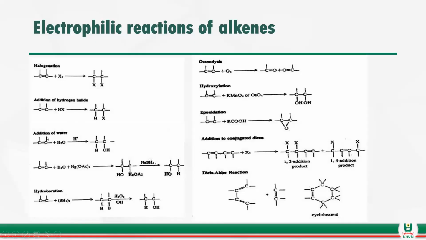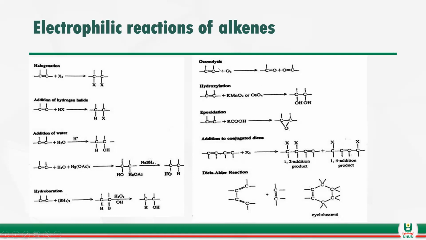in hydration, you have addition of water. Then this can be done either using water and acid, like sulfuric acid, or water in mercuric acetate. This second one is usually called oxymercuration, demercuration. We are still going to see it. Then from addition of water or hydration, we have hydroboration. In hydroboration, we add hydrogen and borane. And then from borane, you can get OH.